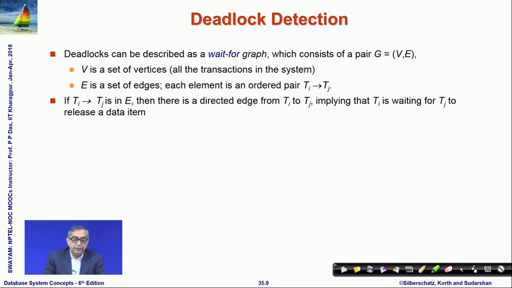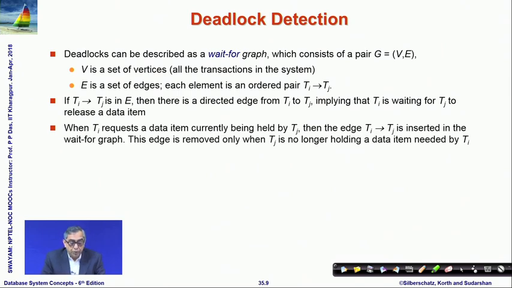So, if we have a conflict, then certainly one transaction is holding the lock and the other has requested that lock. So, what you do is put an edge from the one that is waiting for the lock to the one that is already holding the lock, for the release of the lock, and in this way the graph gets built up.